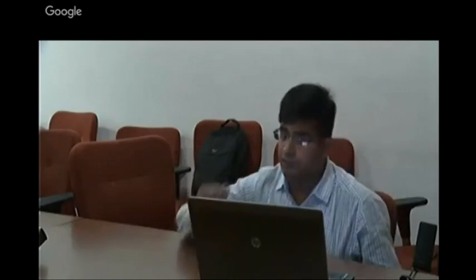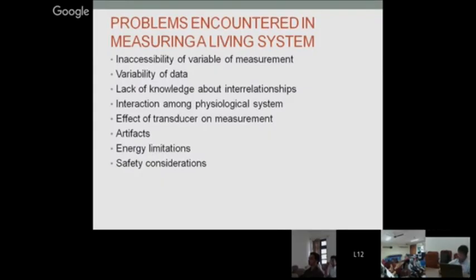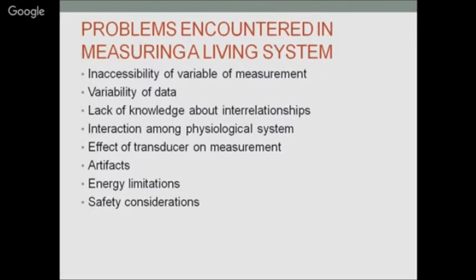Okay, variability of data. In the morning also I talked about this, that data is variable. For different subjects it will be different, and for the same subject if you measure it again and again it will be different, not the same. Lack of knowledge about interrelationship. Now this is also an important thing, because we cannot always establish a relation between the output and the variable you measure directly. It's not easy, because it is a very complex system.